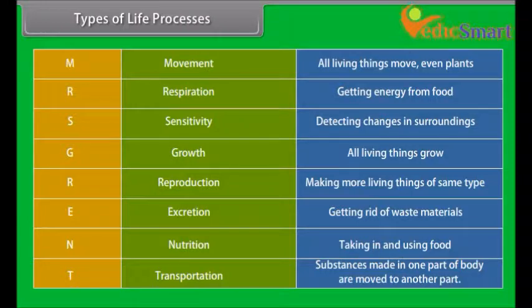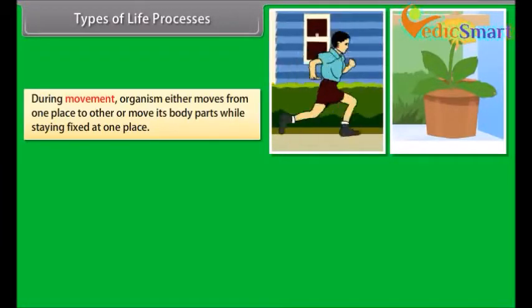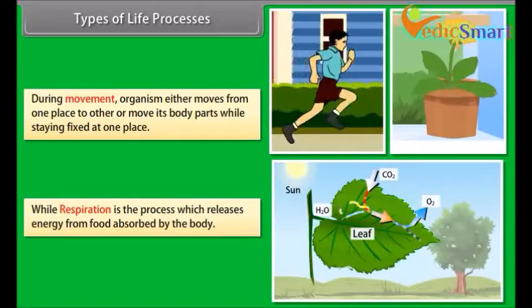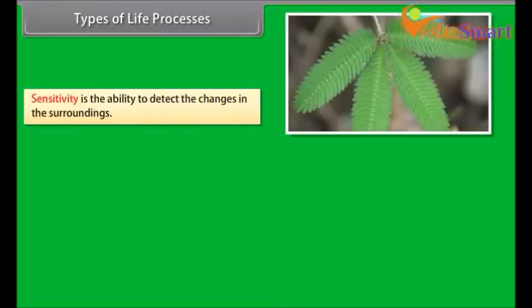Types of life processes. There are the following basic life processes: movement, respiration, sensitivity, growth, reproduction, excretion, nutrition, transportation. During movement, an organism either moves from one place to another or moves its body parts while staying fixed at one place. While respiration is the process which releases energy from food absorbed by the body. Sensitivity is the ability to detect the changes in the surroundings.